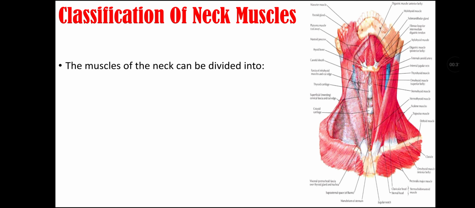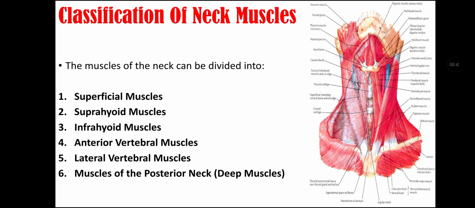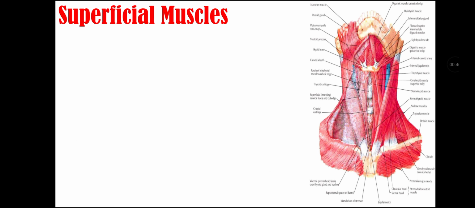Classification of neck muscles. The muscles of the neck can be divided into superficial muscles, suprahyoid muscles, infrahyoid muscles, anterior vertebral muscles, and lateral vertebral muscles, and also muscles of the posterior neck that are called deep muscles. First are the superficial muscles.